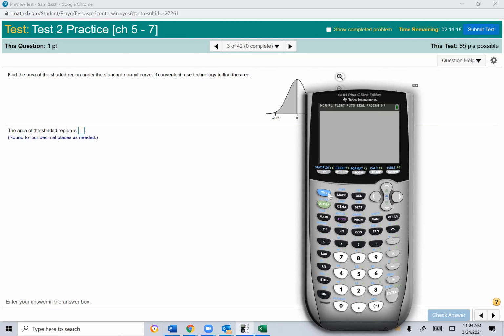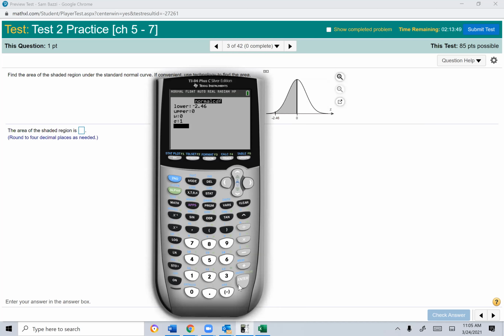And you go to second, variables, normal CDF. Okay, lower, guys, it's -2.46, if I'm not mistaken here. Upper is 0, and then 0, 1. When you do Z, it's always 0, 1. And you can see here, he put Z. Can you see the Z on the right? And then just hit paste, and you can get the probability. This is chapter 5, guys. So the answer is 0.4931 if it is to 4 decimal places.